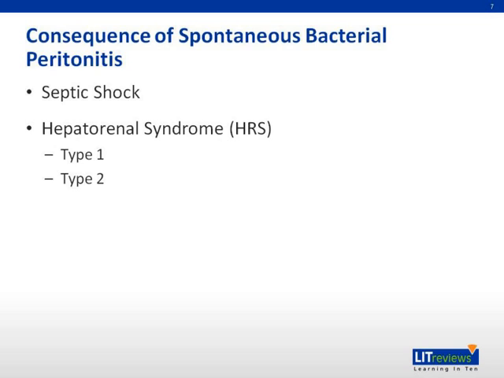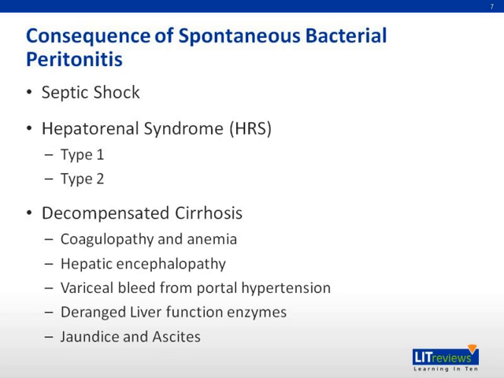Type 2 HRS arises spontaneously, is slower in onset and progression, and is associated with portal hypertension and diuretic-resistant ascites with better median survival. Consequently, the patient might also develop decompensated cirrhosis, where there are hematological manifestations such as coagulopathy and anemia, hepatic encephalopathy, variceal bleed and portal hypertension, deranged liver function enzymes, jaundice, and ascites.